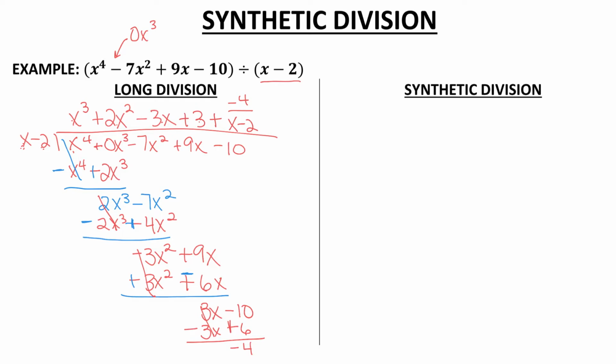Whatever you're dividing by, x minus 2, you need to set that equal to 0 and solve it. So that would be an x value of 2. That's what you're going to put on the outside. And in synthetic division, you only use the coefficients of the polynomial. So in this polynomial, I start with a 1 as my coefficient, so I'm going to put a 1. Now, we do need to put our missing term, so I need to put a 0 for it. Then my coefficient is negative 7. Then I have a 9.